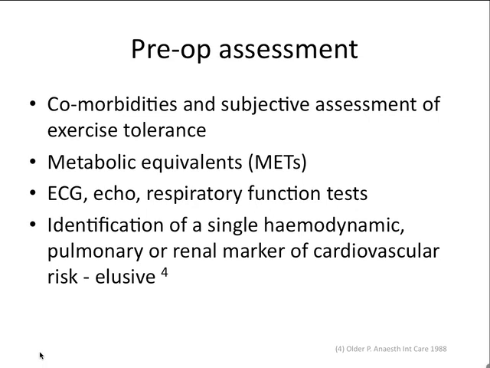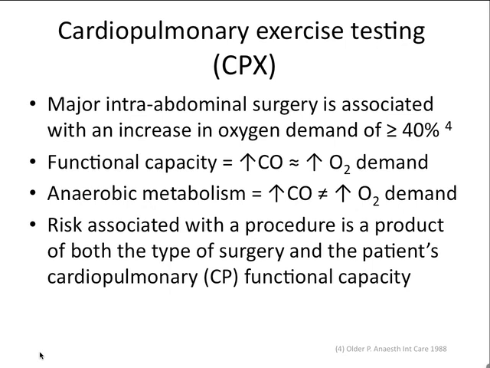So with this in mind, a chap called Older from New Zealand in 1988 admitted 100 patients before major abdominal surgery to the intensive care unit, and he performed invasive measurements of their cardiovascular system, pulmonary system, and renal system. He was trying to find a particular marker that could then identify risk. There was a wide variety of measurements, but an actual marker was elusive or remained elusive. So this leads us on to cardiopulmonary exercise testing.